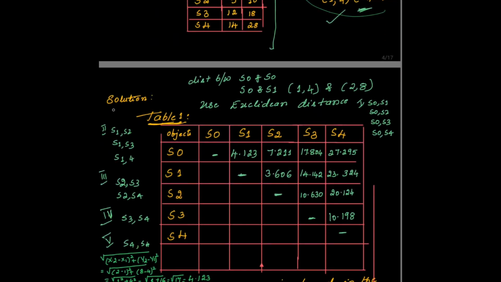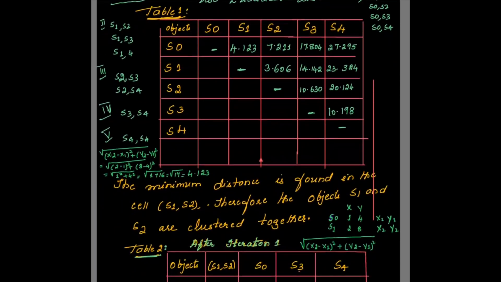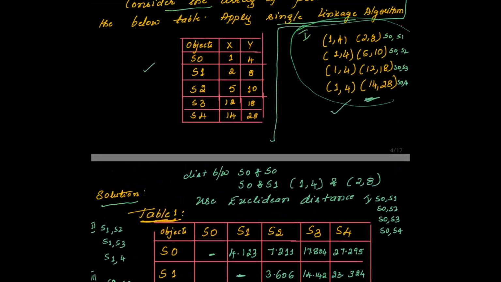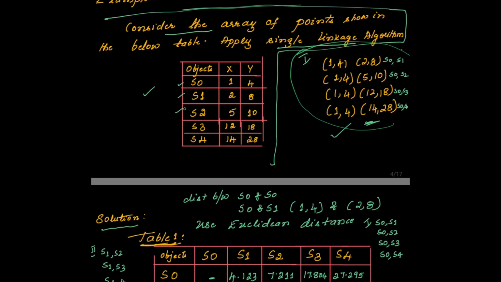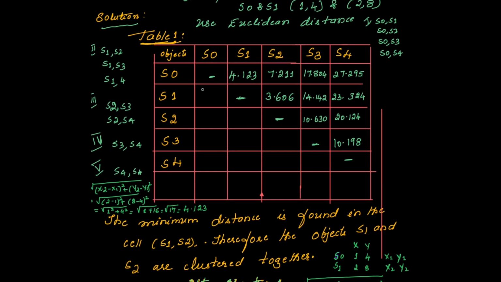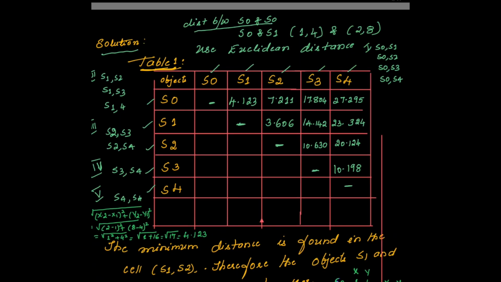Now how to proceed? First step is you construct a table like this, wherein you have rows and columns. But how many rows and how many columns? In the problem statement, how many objects do you have? Here you have S0, S1, S2, S3, S4. So there are totally 5 objects starting from S0 and ending at S4. So I am placing here S0, S1, S2, S3, S4. Here also S0, S1, S2, S3, S4. Once you place this, then you are going to find the distance between S0 and S0. Distance between S0 and S0 is not applicable, so we'll put a dash.